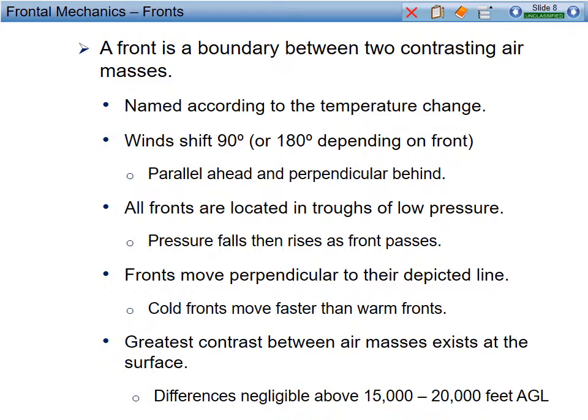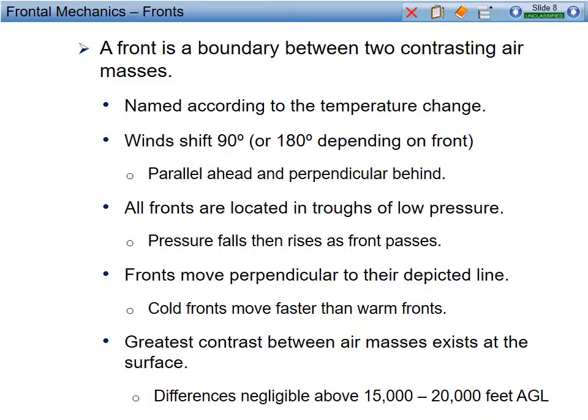A frontal boundary is the boundary between two contrasting air masses. It's named according to the temperature change. So as the front passes from west to east, which is the way all major weather patterns move in the United States, whether it gets colder or warmer is how we determine whether it's a cold or warm front. The winds will always shift either 90 or 180 degrees on either side of the front, just depending on what type of front it is. They will always be parallel ahead and perpendicular behind, with the exception of the occluded and stationary fronts.